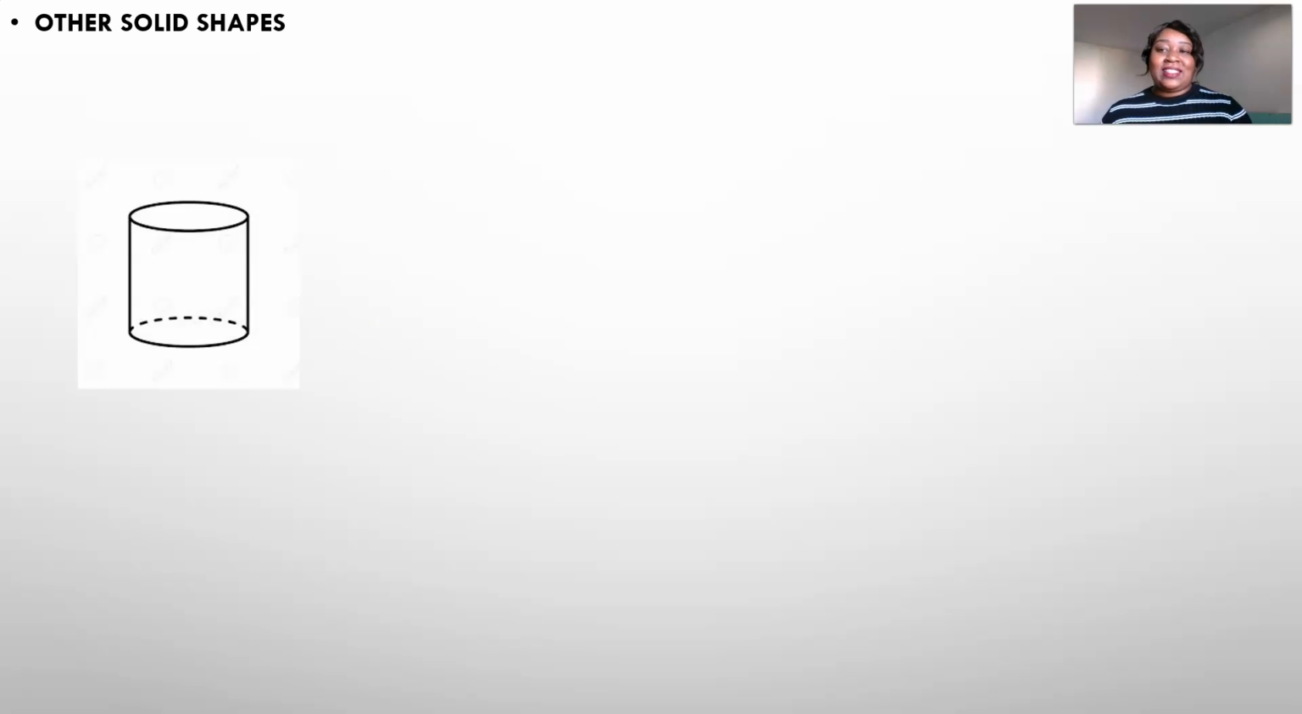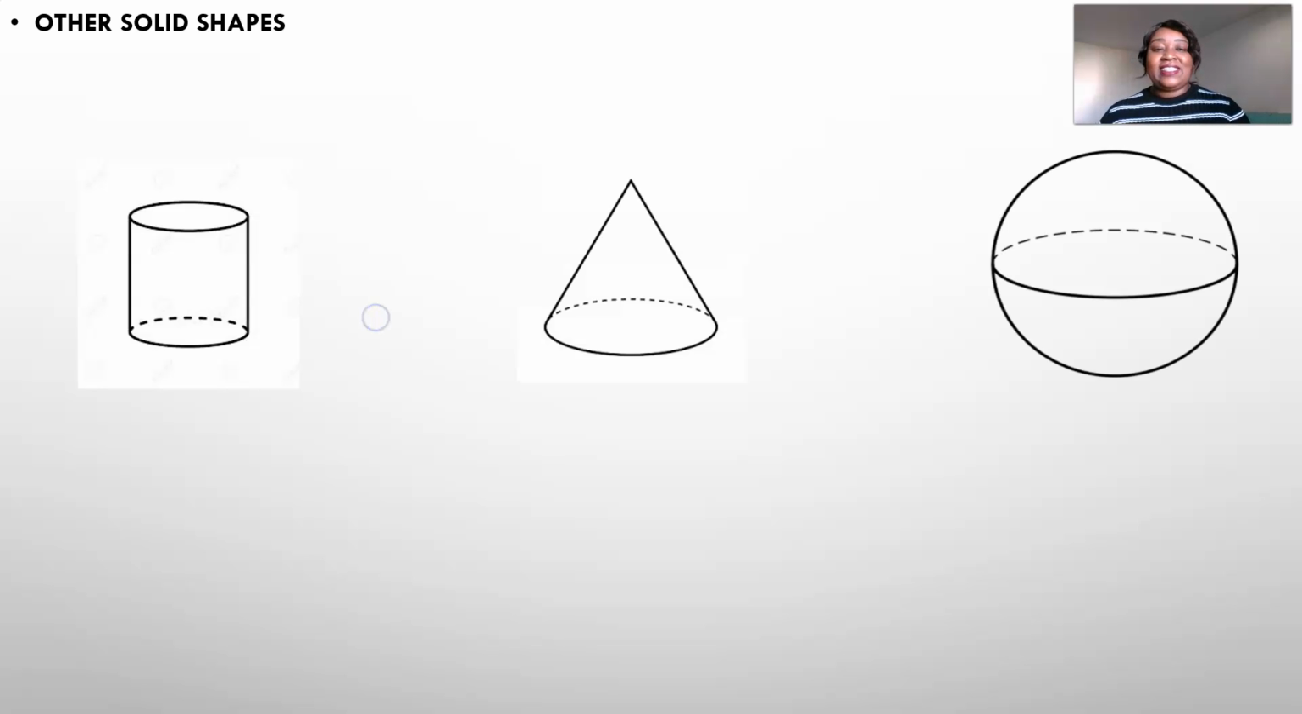Okay, so we also have other solid shapes that are not polyhedrons. For example, these 3.